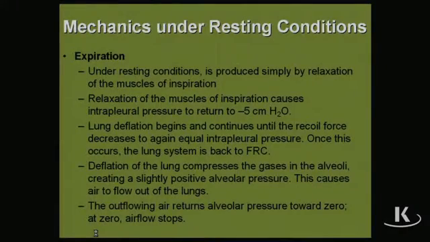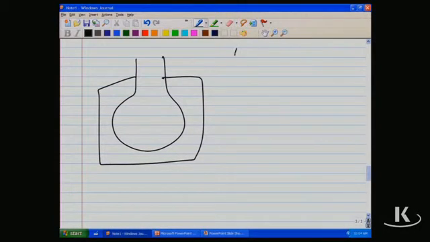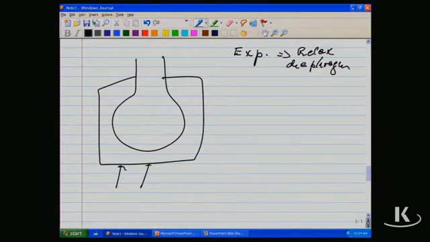Now, what will happen in expiration? In expiration, we can say that the opposite will take place. If this represents the lung, during expiration, we are relaxing the diaphragm. And when we relax the diaphragm, what will happen? We are going to lose volume. Remember, pressure is inverse to volume. So now volume will decrease, so pressure will increase.